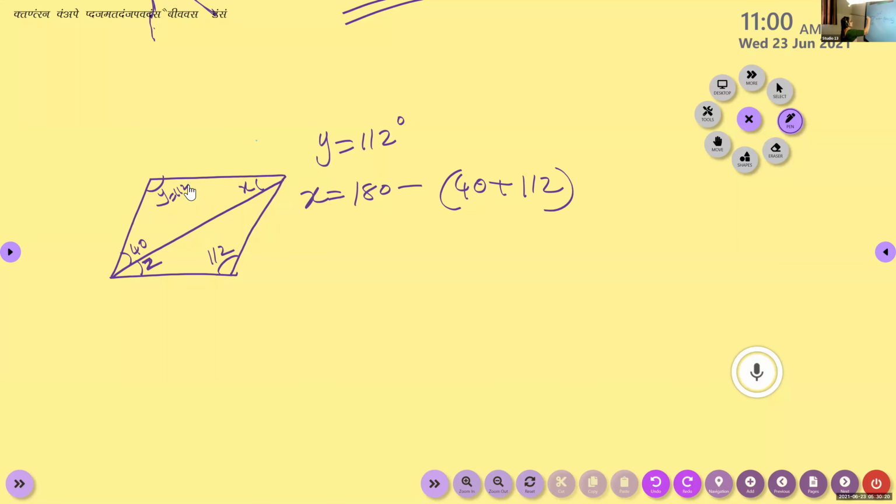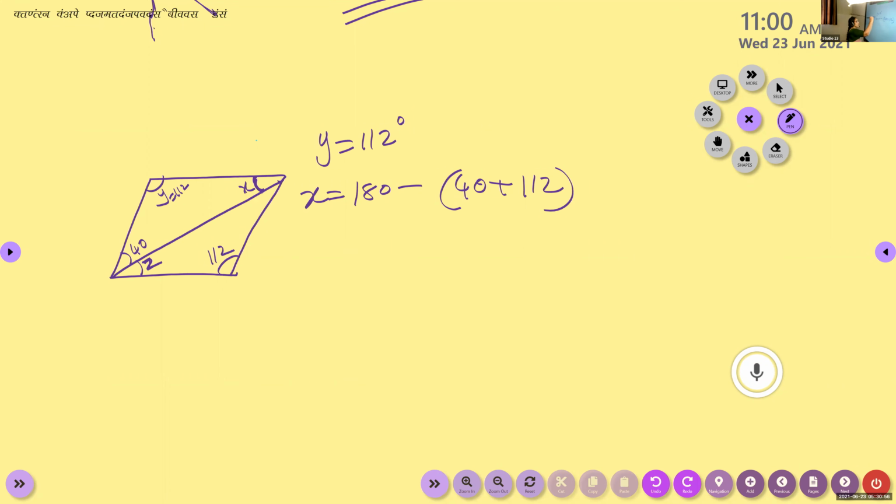So in this triangle the total sum is 180, angle sum. So X equal to 180 minus 40 plus 112. We can't say that Y and X are adjacent angles of a parallelogram. X is only a part of the adjacent angle, so we can't say they are supplementary. In between, somebody said X plus Y equal to 180. That cannot be possible.